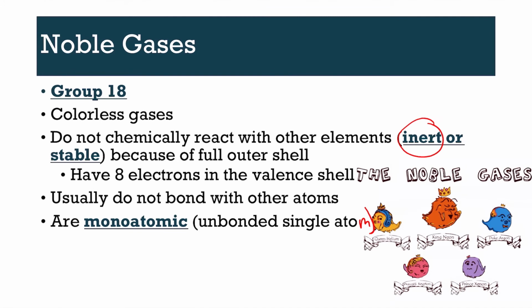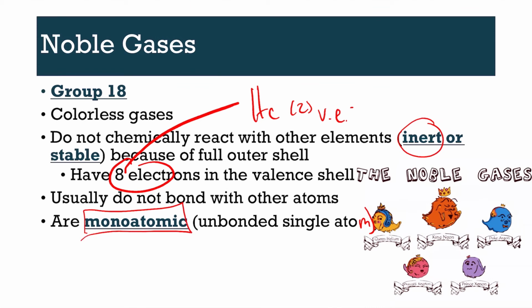But noble gases already have that full valence shell. They have 8 electrons, but helium has 2 valence electrons. But if you're looking at helium itself, it only has 1 shell and it's all the way full. So these noble gases are literally like the kings and queens. They're like, I'm too good for you. I don't need to deal with all these little peasant elements. They don't need to bond. They have everything they need. And so we can say they are monoatomic because they're unbonded single atoms.